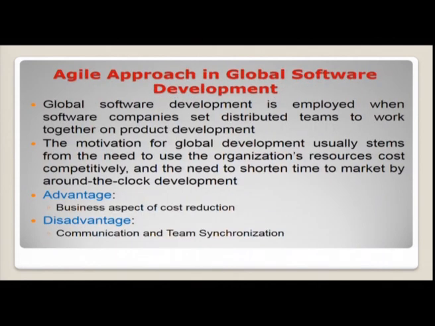Now let us see the agile approach in global software development. Global software development is employed when software companies set up distributed teams to work together on product development. The motivation for global development usually stems from the need to use organizational resources cost competitively and the need to shorten time to market by around the clock development. The advantage in global software development is the business aspect of cost reduction. Disadvantages: communication and team synchronization.